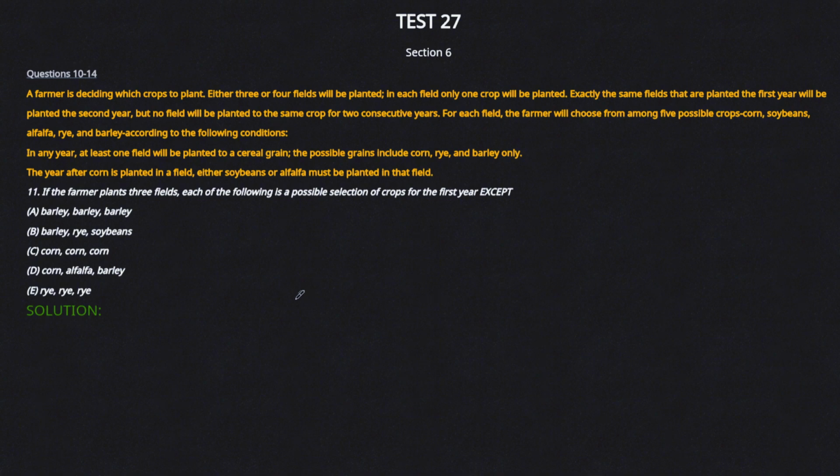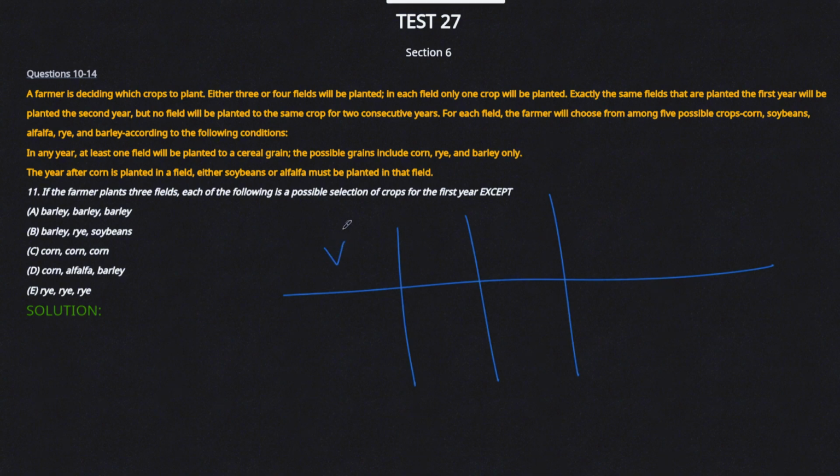On to question number 11. Here we see, if the farmer plants 3 fields, each of the following is a possible selection of crops for the first year except. So let's just draw it out for our ease. So this is field number 1, this is field number 2, this is field number 3. So this is for the first year, and this is for the second year.